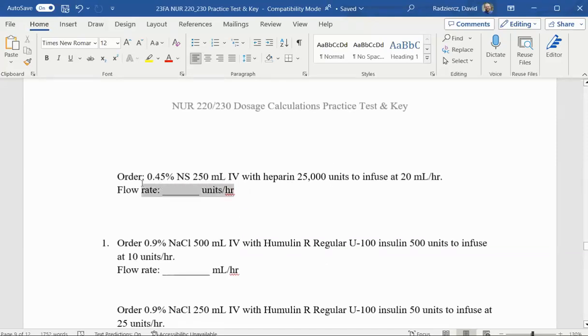Go ahead and work on this one. Type in your answer in the chat once you get it. I just want to make sure that you're getting this down.